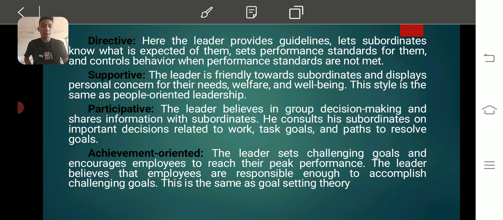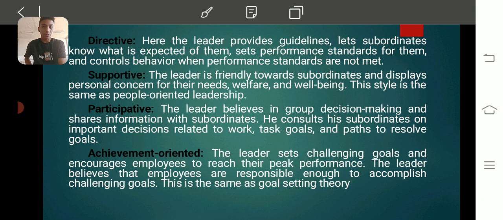Participative. The leader believes in group decision making and shares information with subordinates. He consults his subordinates on important decisions related to work, tasks, goals, and paths to achieve goals.